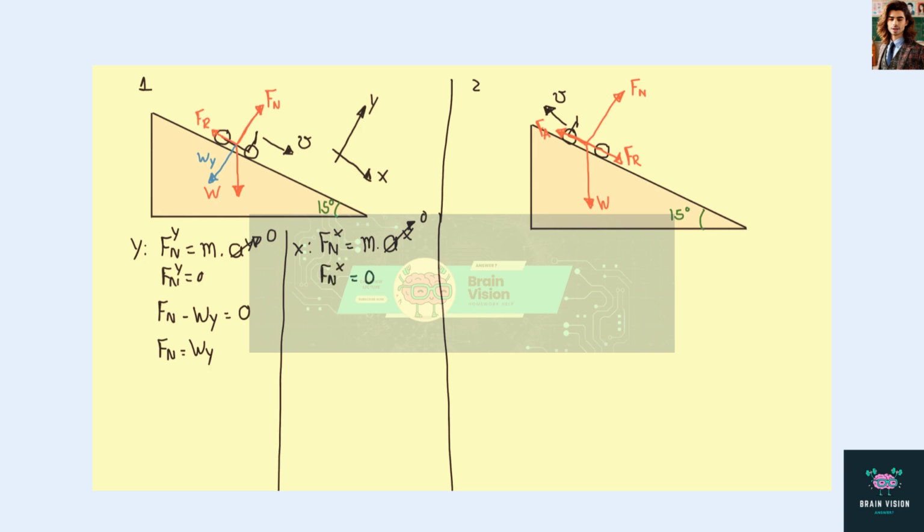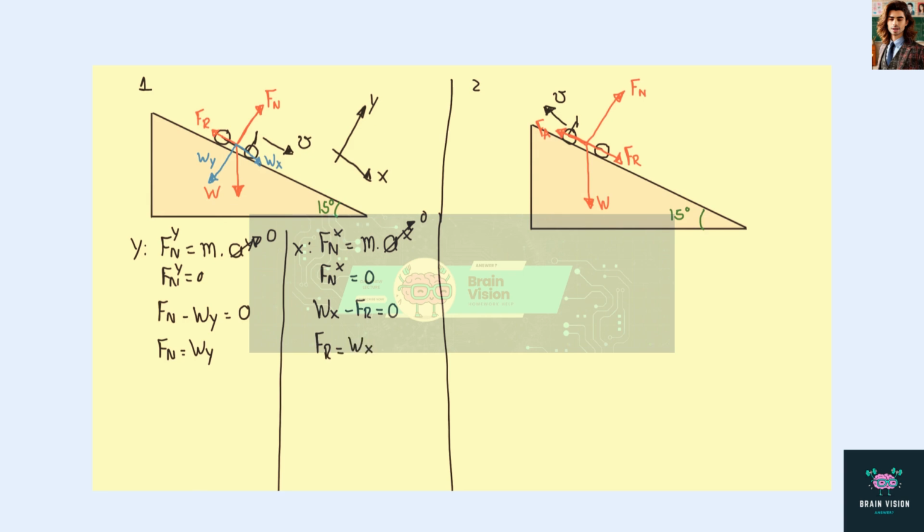But the net force in the x direction is composed by two forces. The air resistance, which points to the negative x direction, and the x component of the weight force, which points to the positive x direction. Then the weight force component x minus the air resistance force is equal to 0. So the air resistance force is equal to the weight component x.